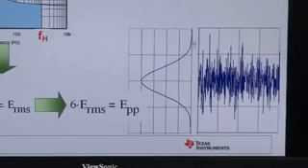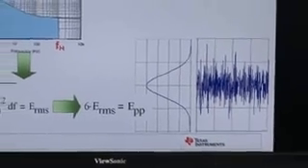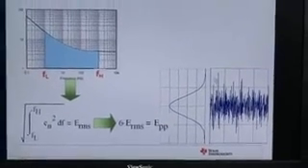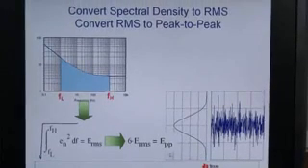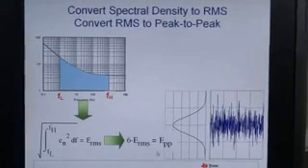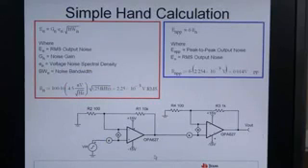But since it's a Gaussian signal and the tails of a Gaussian distribution go on forever, there's always a finite probability that a noise spike can go outside of that range. This is a good, commonly used estimate.